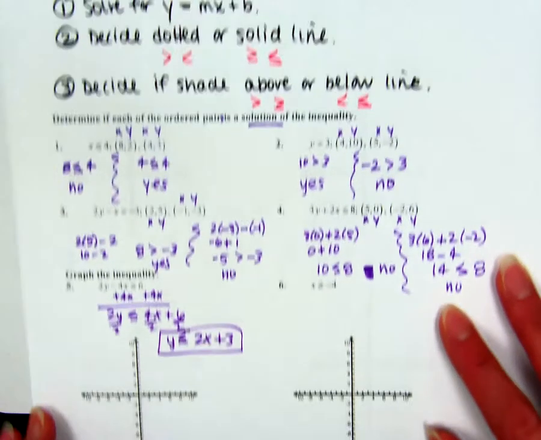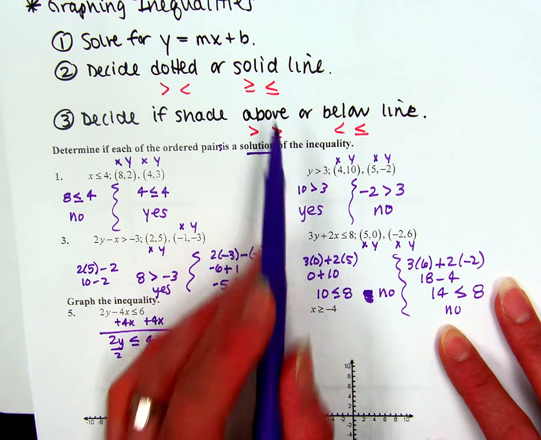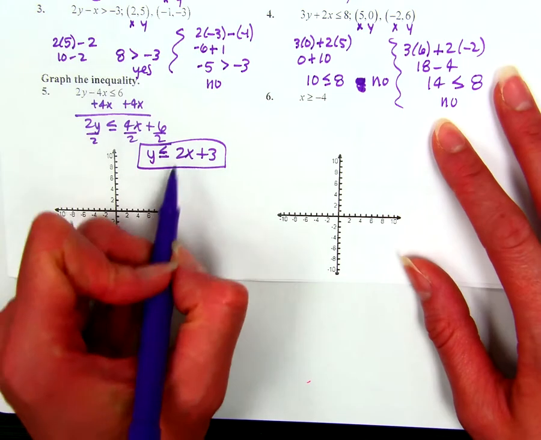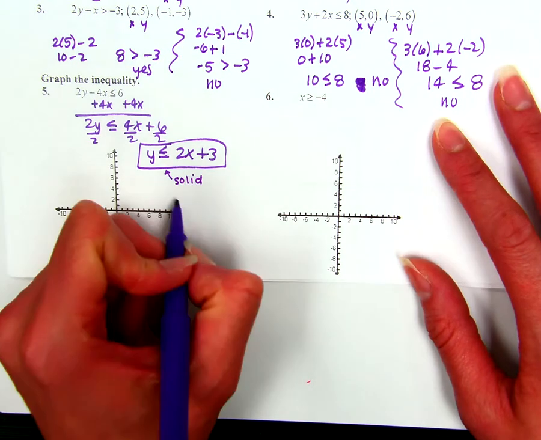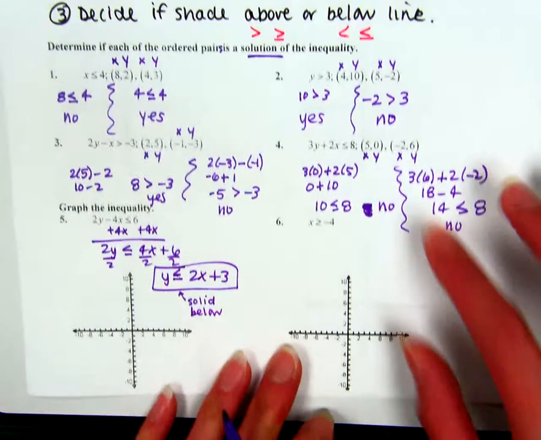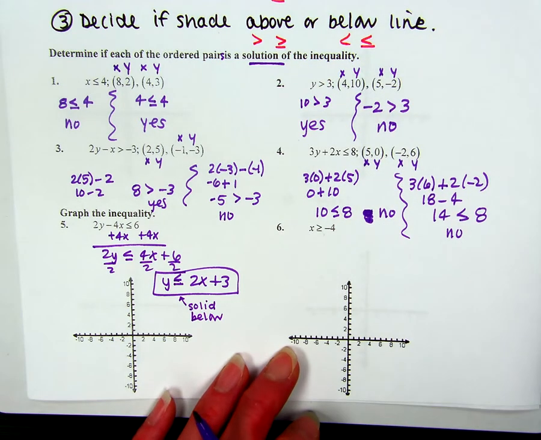Step 2 is decide if it's dotted or solid. If it's dotted, it has no equals underneath. If it's solid, it does have the equals underneath. So this one being less than or equal to, that's a solid line. And since it's less than, that tells me I'm going to shade below. So below is less than or equal to. Above is greater than or equal to.